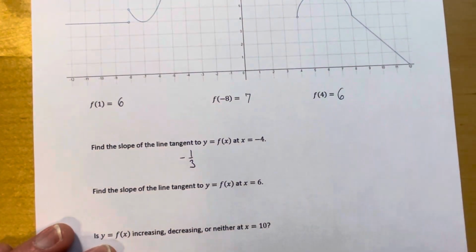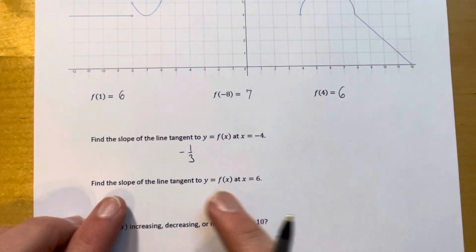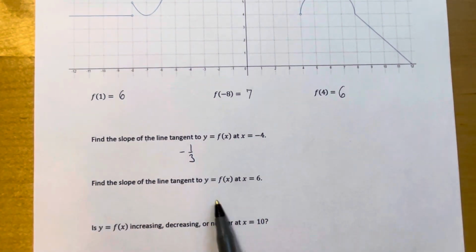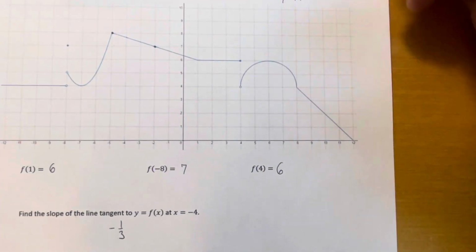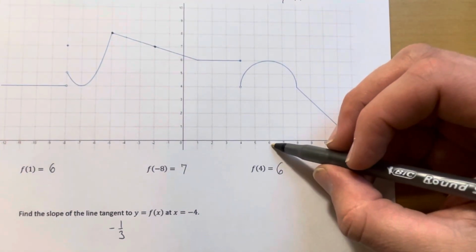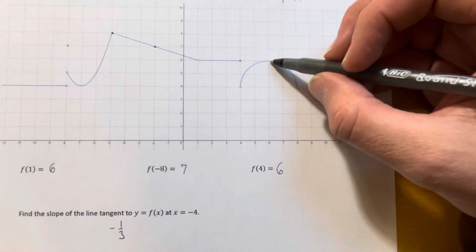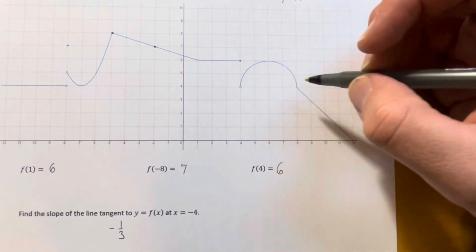Okay? Here's a similar problem. Find the slope of the line tangent to y equals f of x, but this time at x equals 6. So let's come here. If x is equal to 6, where does that take us? It takes us up to the top of this little semicircle.